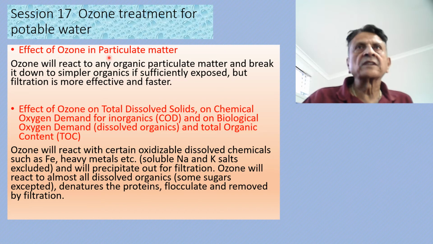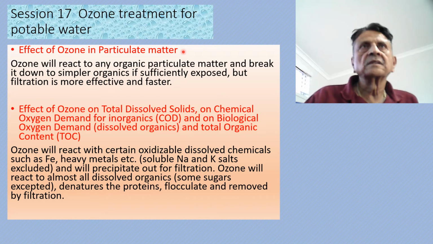Effect of ozone on particulate matter. As you know, the particulate matter are generally many insolubles which can be easily filtered off. Otherwise, if they escape the filter, the ozone will react with the organic particulate matter and break down to simpler organics if sufficiently exposed. So we would suggest filtration would be a more effective and faster process.